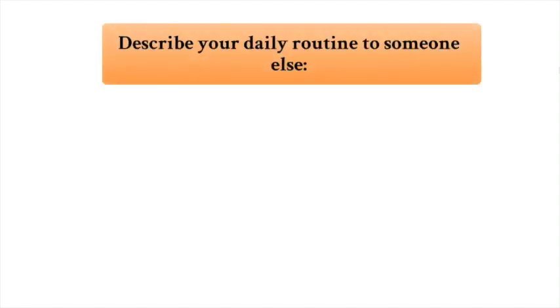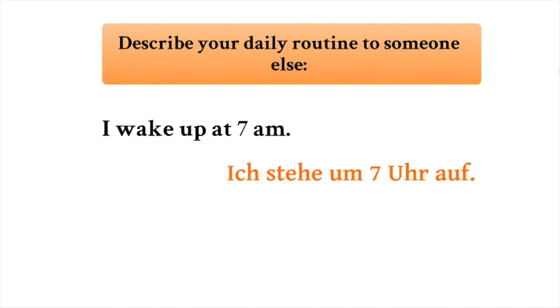Now let's have a look at how you would describe your daily routine to someone else. Our first sentence is, I wake up at 7 a.m. Ich stehe um 7 Uhr auf. As you can see here, we have the verb aufstehen, which is a separable prefix verb.